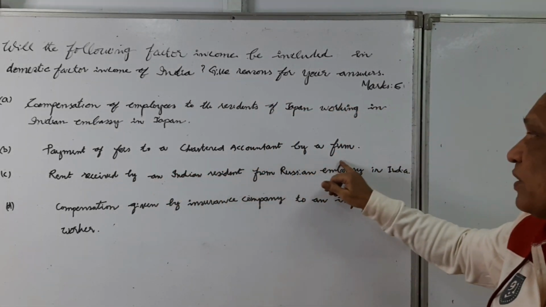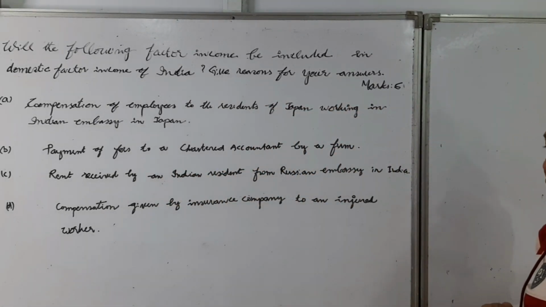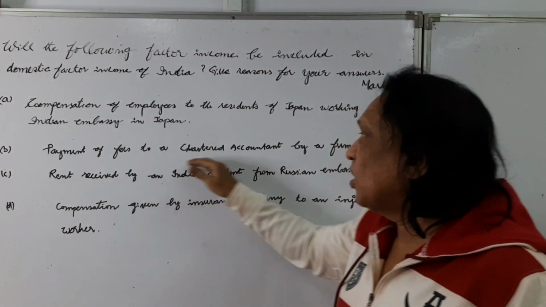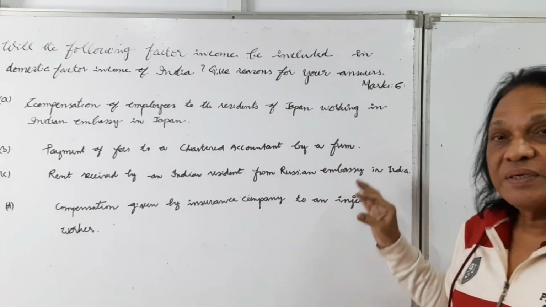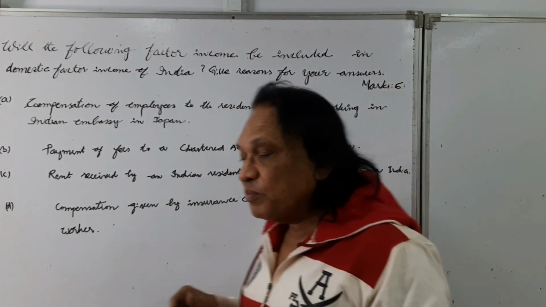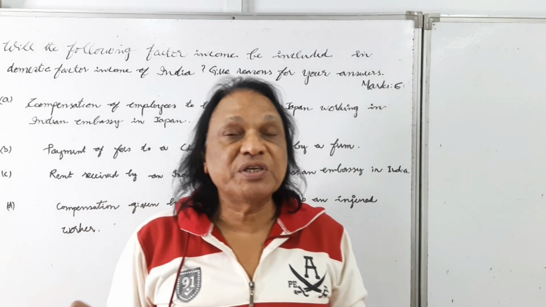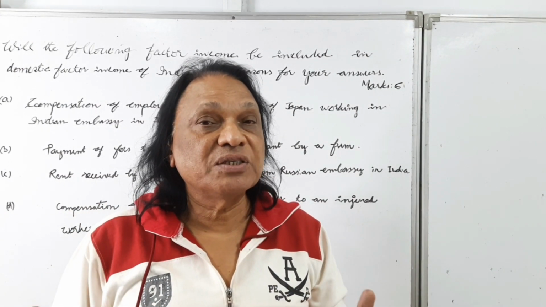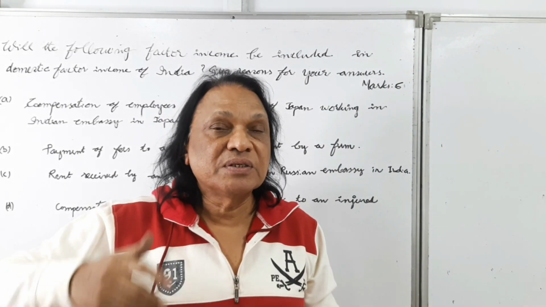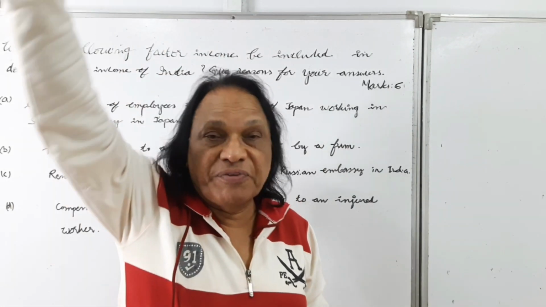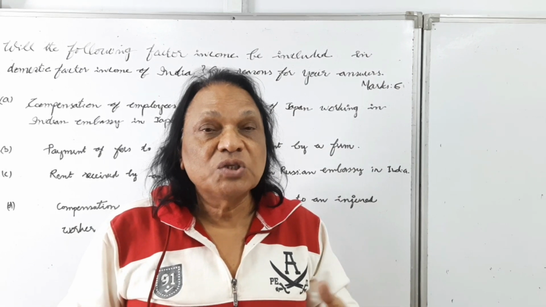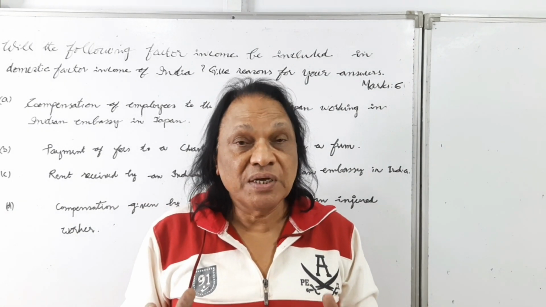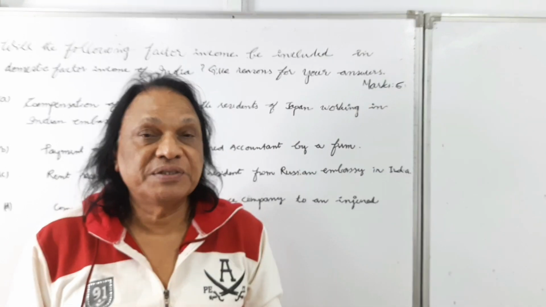Payment of fees to a chartered accountant by a firm. Should we take it in domestic income or national income? In this case, domestic and national income answer will remain the same. See, while calculating national income, we should take compensation of employees, wages and salaries paid by a firm. But at times, the firms engage the services of chartered accountants, plumbers, electricians. So, to them, the firm does not pay compensation of employees, wages and salaries. The firm pays only the fees.